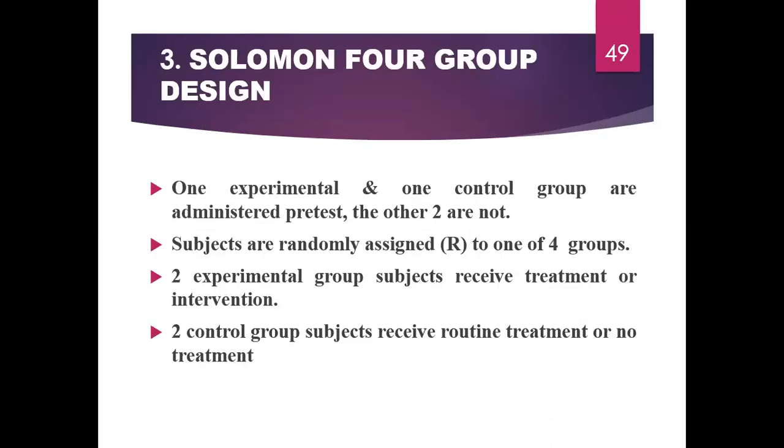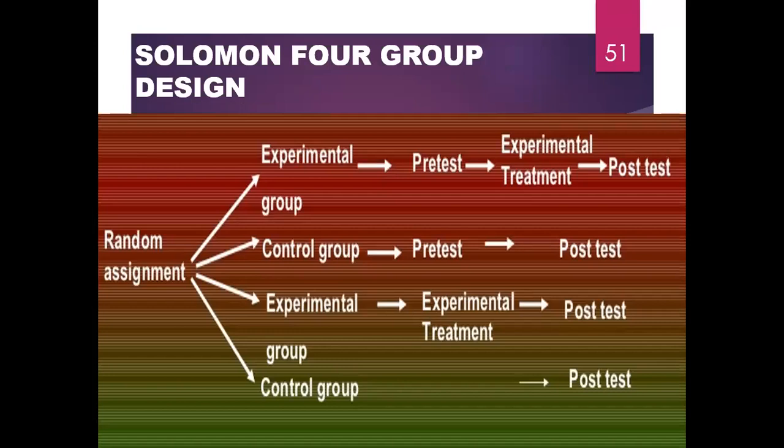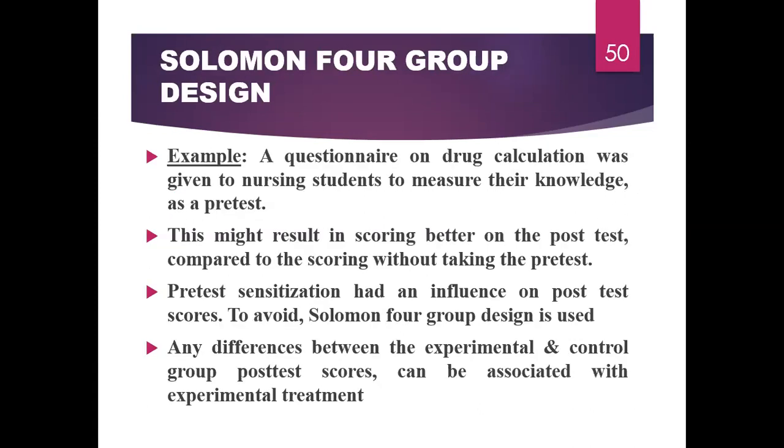Coming to the Solomon 4 group design. So this design has 4 groups, 2 experimental and then the 2 control groups. 1 experimental and 1 control group are administered pre-test. Get the diagram first. So this Solomon 4 group design has 4 groups, 2 experimental groups and 2 control groups. One experimental group and 1 control group, they are given pre-test.